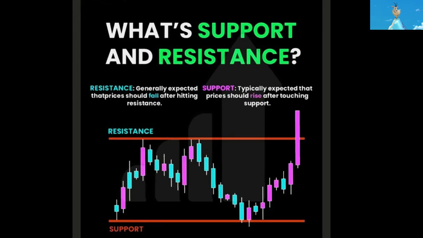12th man edits. This is just me simply teaching you support and resistance. You can use this in a lot of different strategies, damn near any strategy. So you can use this in your strategy.